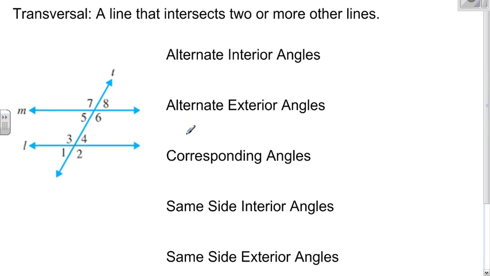When we have two lines cut by a transversal, the transversal is just the line that intersects the other two lines. It forms 8 angles. There are alternate interior angles. The pair of angles, angle 3 and angle 6, are alternate interior. And angles 4 and 5 are also alternate interior. They are interior because they're between the two lines, but they're on alternate sides of the transversal.